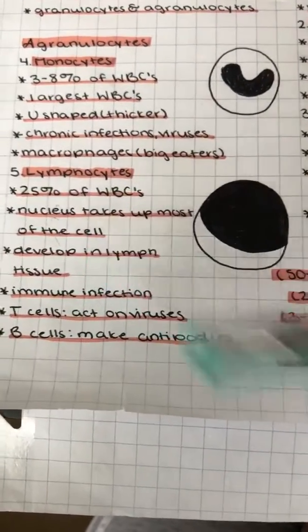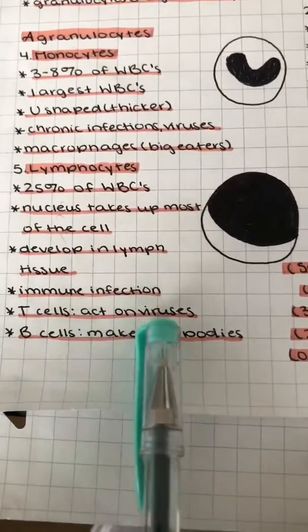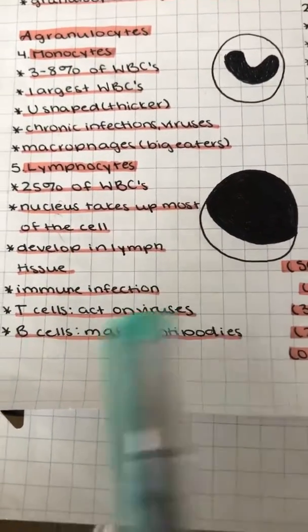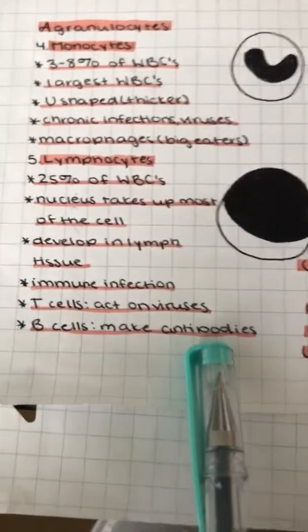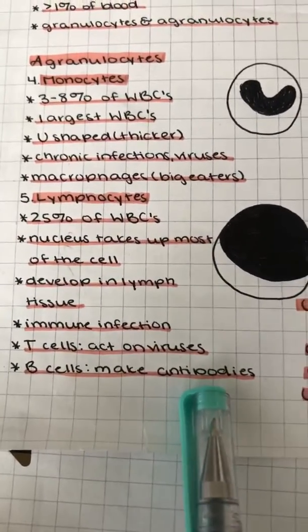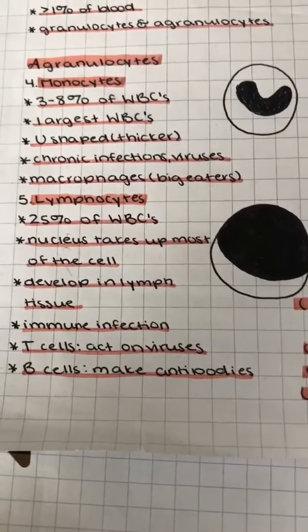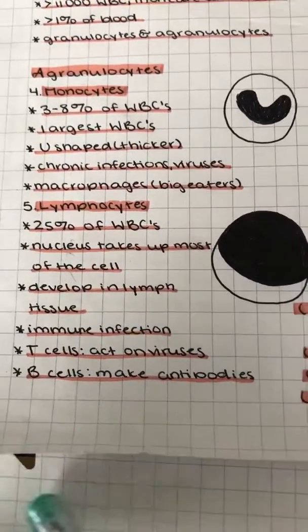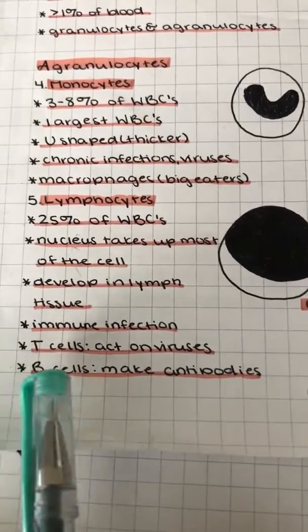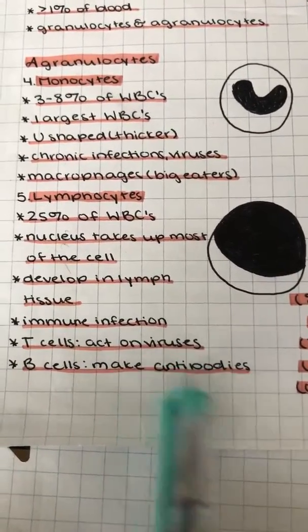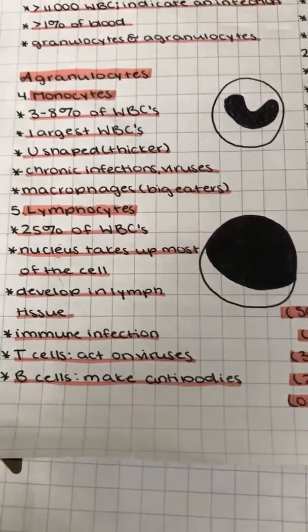You have your T cells. T cells are going to be the ones that act on the viruses. And then you have B cells. These are the ones that are going to develop those antibodies that help also fight off infections. All right? So the way you can remember B cells and antibodies, there's a B in antibodies. T cells are going to be the ones that do the viruses.